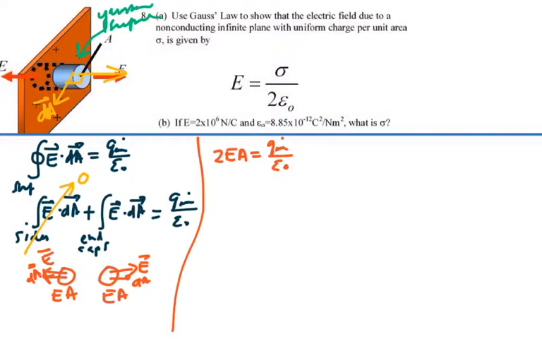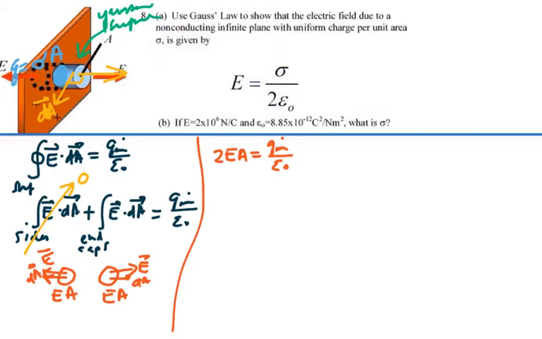What is the charge enclosed? That is the charge that is in this little disk right here that is enclosed by the Gaussian surface. That little disk has an area A, and it has a surface charge density sigma. So the charge enclosed is equal to the charge per area sigma times the area A.